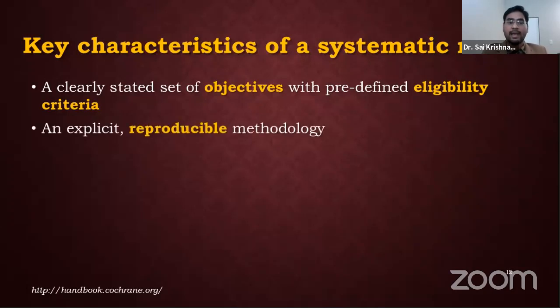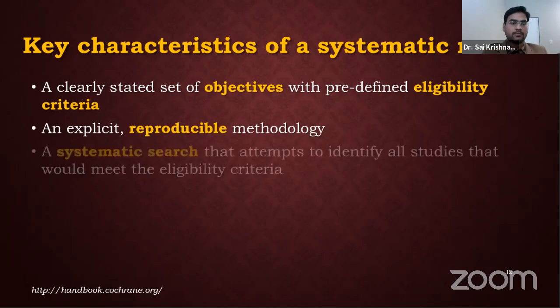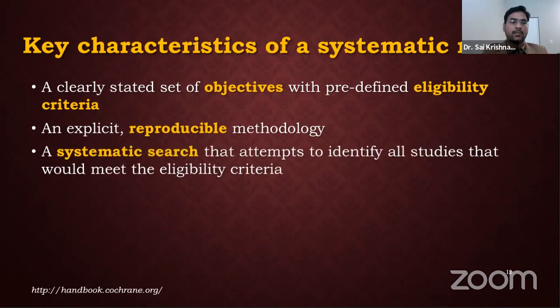And it should be an explicit and reproducible methodology, and it is associated with a systematic search. I just want to emphasize this more, because if you want to do a literature review, you can just search any of the electronic databases and collect a few articles that might be review or research articles, put them all together, and come up with a review article. That is known as a literature review.